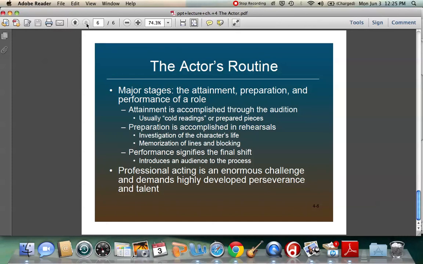So the attainment is usually done through an audition. You'll come into an audition, you'll prepare a monologue to perform or to sing, or you will do a cold reading, which means the director will hand you a script and you just read from it. Hopefully you've prepared it though, and you don't have no idea what the play's about. That's really a bad idea.